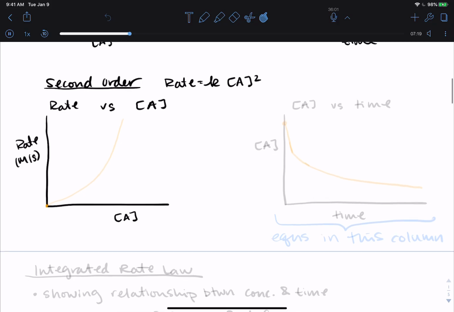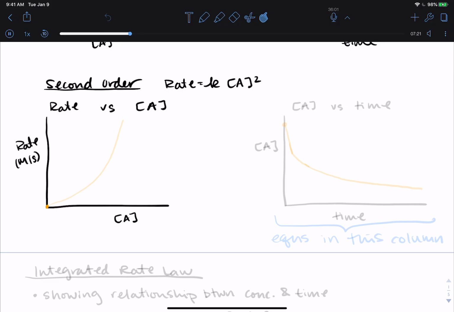So I start out at 0. As my concentration of A goes up, the rate starts to increase much more quickly as the concentration of A gets higher because of this concentration of A squared dependence.